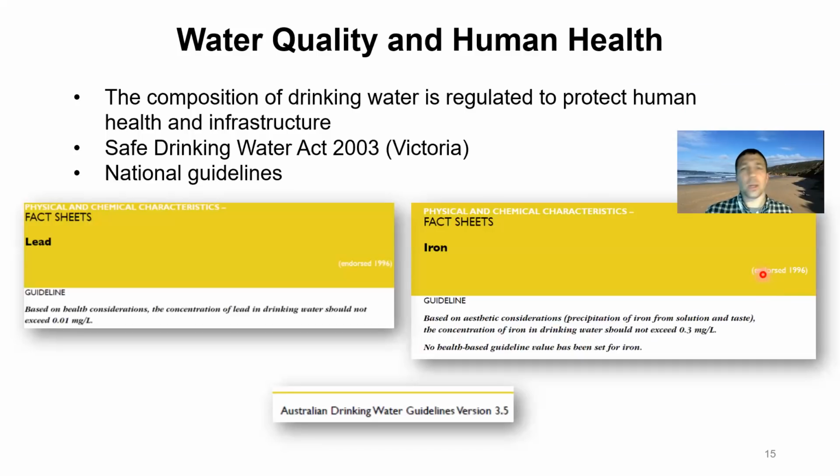All right, so we're going to look at some of these water quality guidelines in the practical coming up this week. The composition of drinking water specifically is regulated to protect human health, but also infrastructure. This is regulated at the state level through the Safe Drinking Water Act here in Victoria, but there's also some federal guidelines as well. We're going to look through some of these fact sheets in the practical, and we'll be looking specifically at what some of the limits are on various types of water contaminants or components.